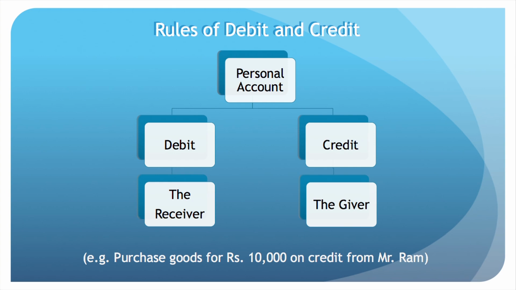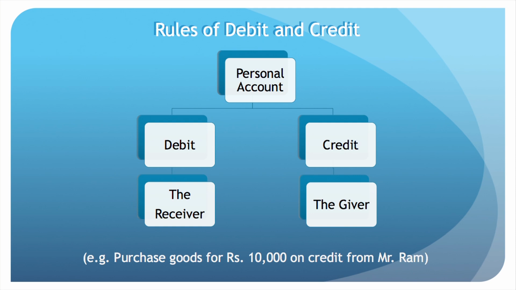So we can take the example: purchase goods for rupees 10,000 on credit from Mr. Ram. Means we have purchased some goods for an amount of rupees 10,000 on credit from Mr. Ram. So this is a particular transaction, we have to record it. Now, whether in this particular transaction there is a personal account? Yes, definitely there is a personal account, that is Mr. Ram. Now, in our books of accounts, we have to see whether Mr. Ram is the receiver or is the giver.